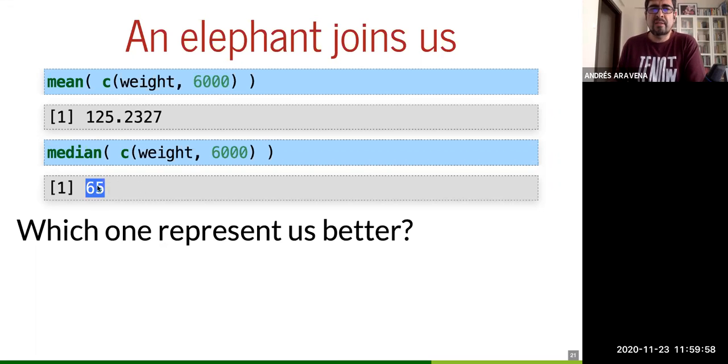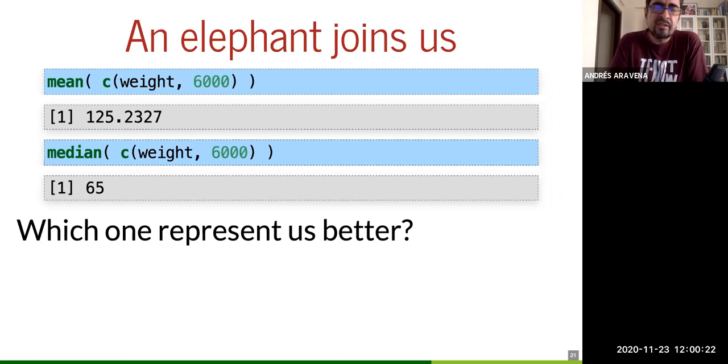Most of us are closer to 65 than to 125. Most of us will feel better represented by 65 kilos than by 125 kilos. So why do we use the mean? Well, there are probably, let's say, technical reasons.